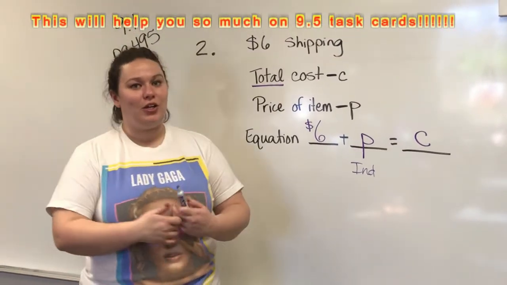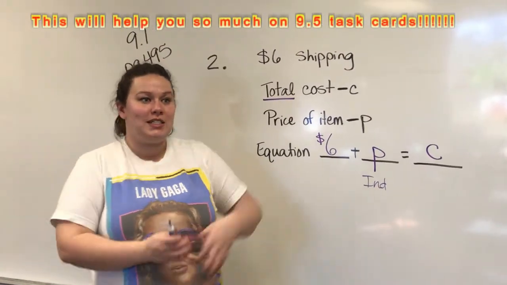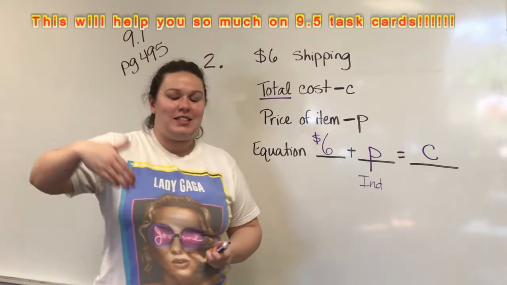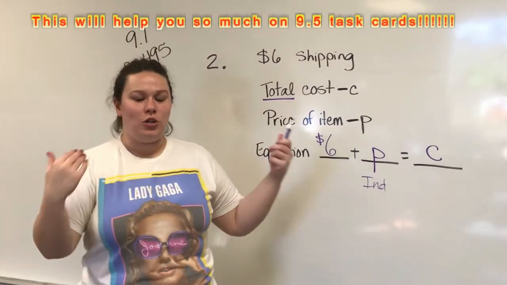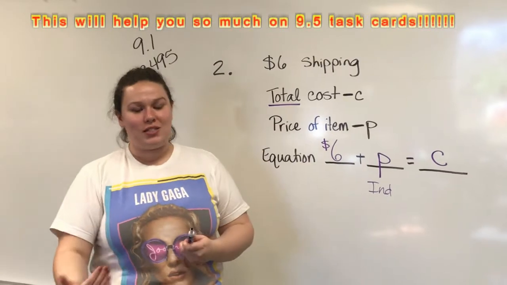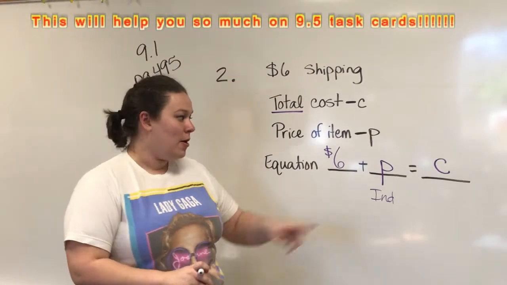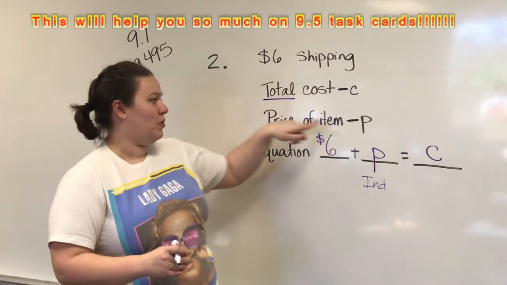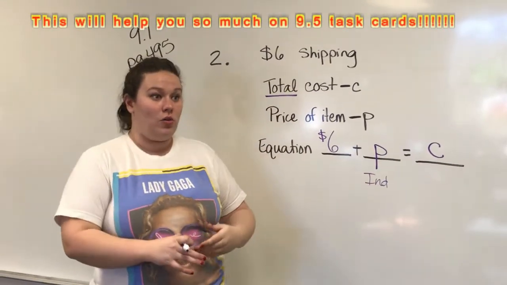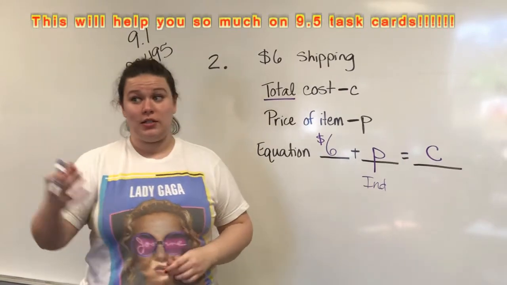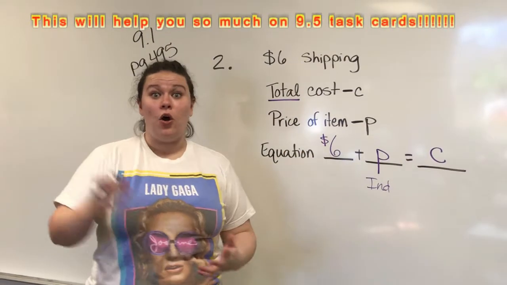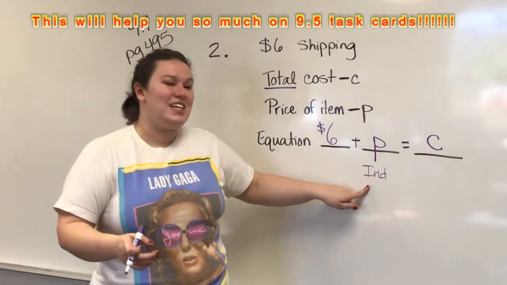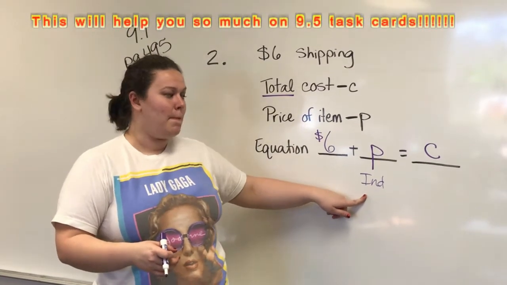If you're independent, you get to make your own decisions. You get to decide what you have for dinner. You get to decide what kind of car you buy. You are an independent human being and you get to decide the choices that you make. In this story problem, you get to decide what the price of your item is. You get to decide, oh, am I going to get a $5 shirt? Am I going to get a $10 shirt? Am I going to get a $15 or $50 shirt? This is an independent decision, okay?